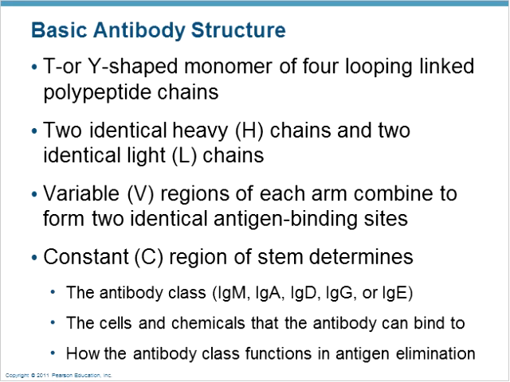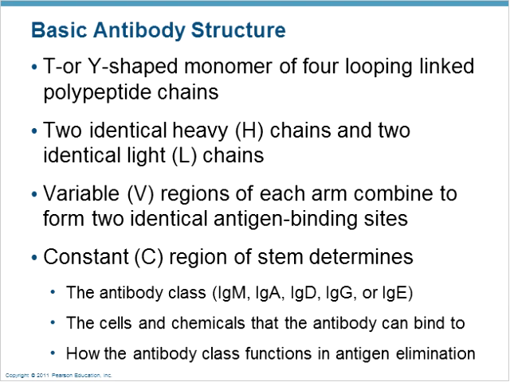So let's talk about a basic antibody structure, because there are different kinds of antibodies, and they have different structures. They can be a T or Y-shaped monomer, a shape we'll show you in a minute, of 4 linked polypeptide chains. They have 2 identical heavy (H) chains and 2 identical light chains. And there's a variable (V) region of each arm, which combines to form 2 identical antigen binding sites. I'm going to show you that in a graphic in just a minute.